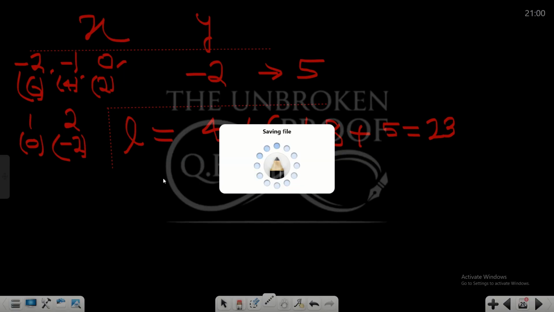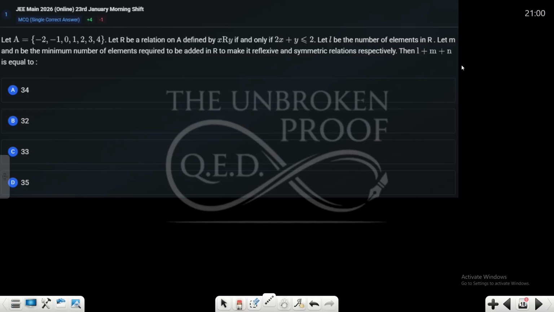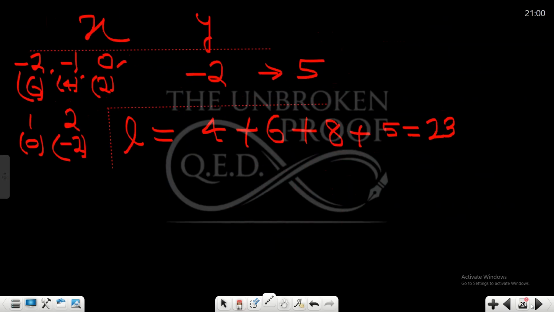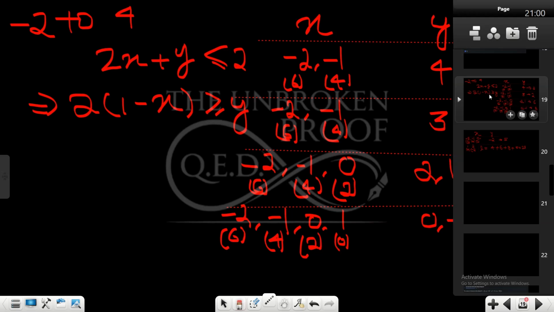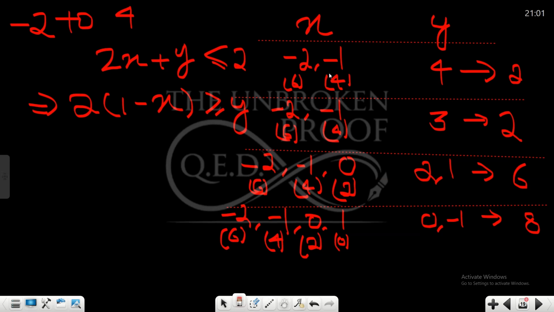Okay, now if you see for M, they are saying minimum number of elements required to be added to make R reflexive, right? And in these cases, the L and M and R are actually individuals. You cannot make R also symmetric and reflexive, we have to consider separate cases. So for that what we can do is that we have to look for those elements where reflexive is not appearing.